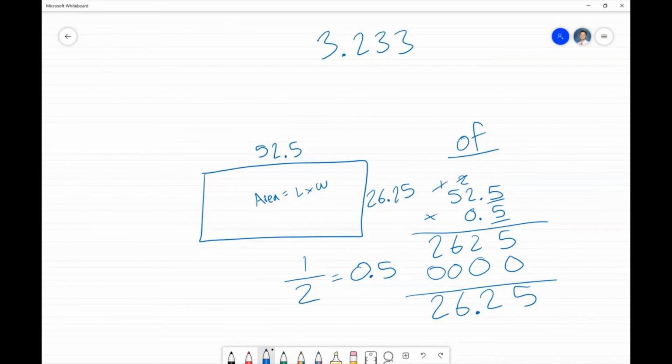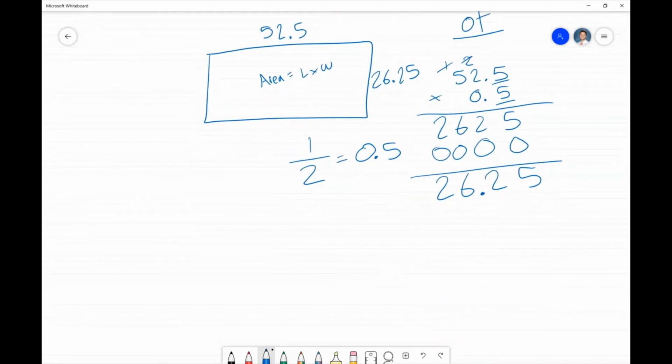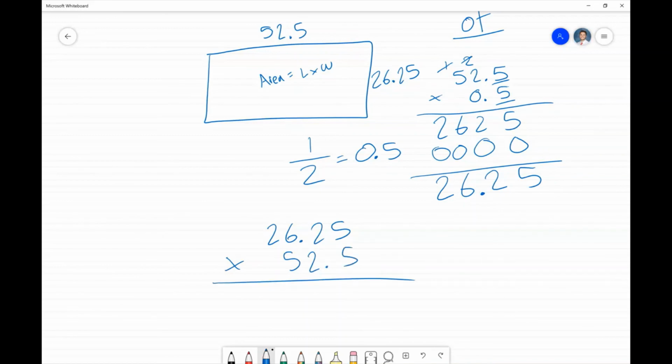And now that we have the width, we can find our area. 52.5 times 26.25. So we can go ahead and multiply that. Oops, I'll write this another way. Writing with our larger number on top just makes it a little easier. And now we can go ahead and multiply.